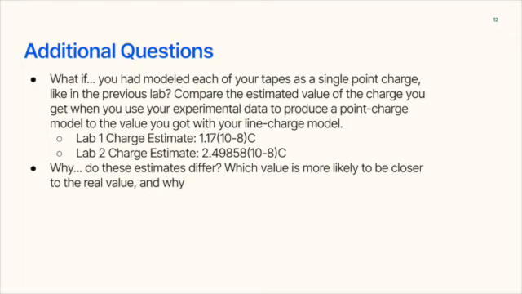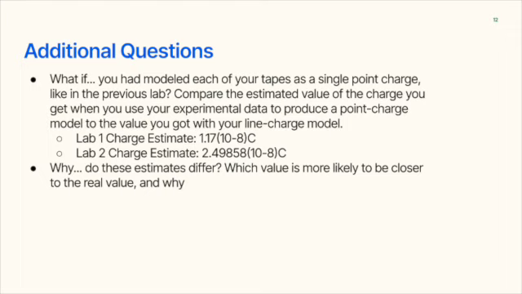Well, in Lab 1, we treated the tapes as a point charge and got the charge to be 1.17 times 10 to the negative 8 coulombs. And in Lab 2, we treated the tape as a distribution of charges and got the charge as approximately 5 times 10 to the negative 8 coulombs. The charge calculated in this is more than double the charge in Lab 1, which highlights a significant difference in the calculation between the two models.